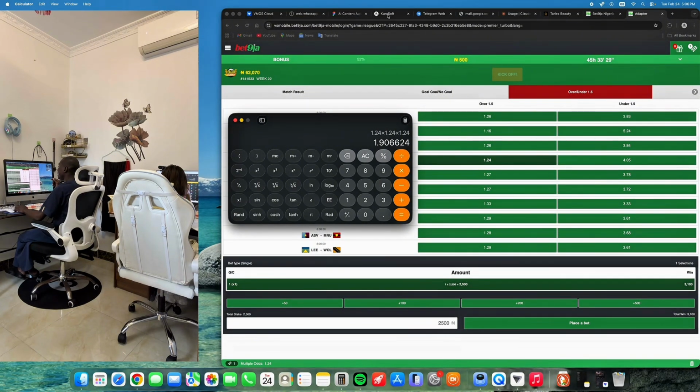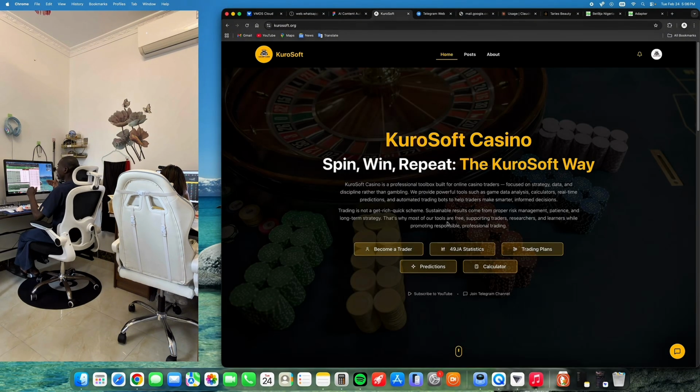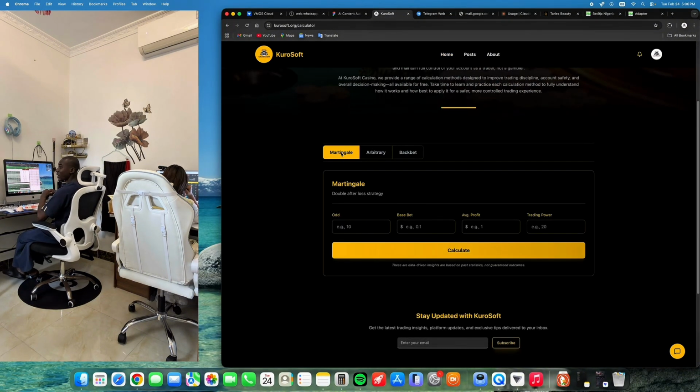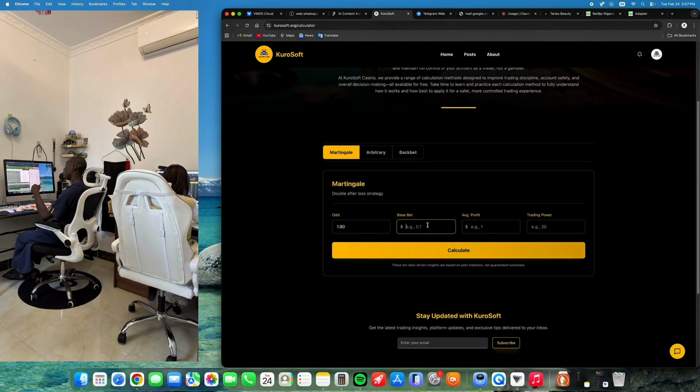So all you have to do is come to my website. You come to calculator, okay? Then you use this first martingale calculator. So you put in the odd. Instead of treating it as 1.24 odd, you use 1.9, okay? 1.90.